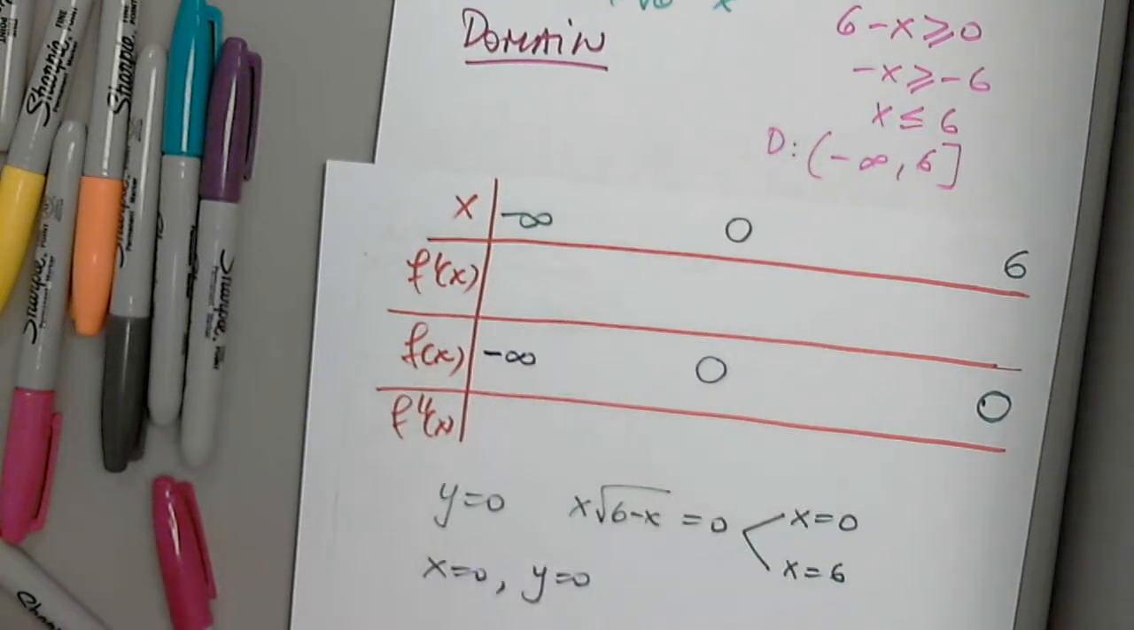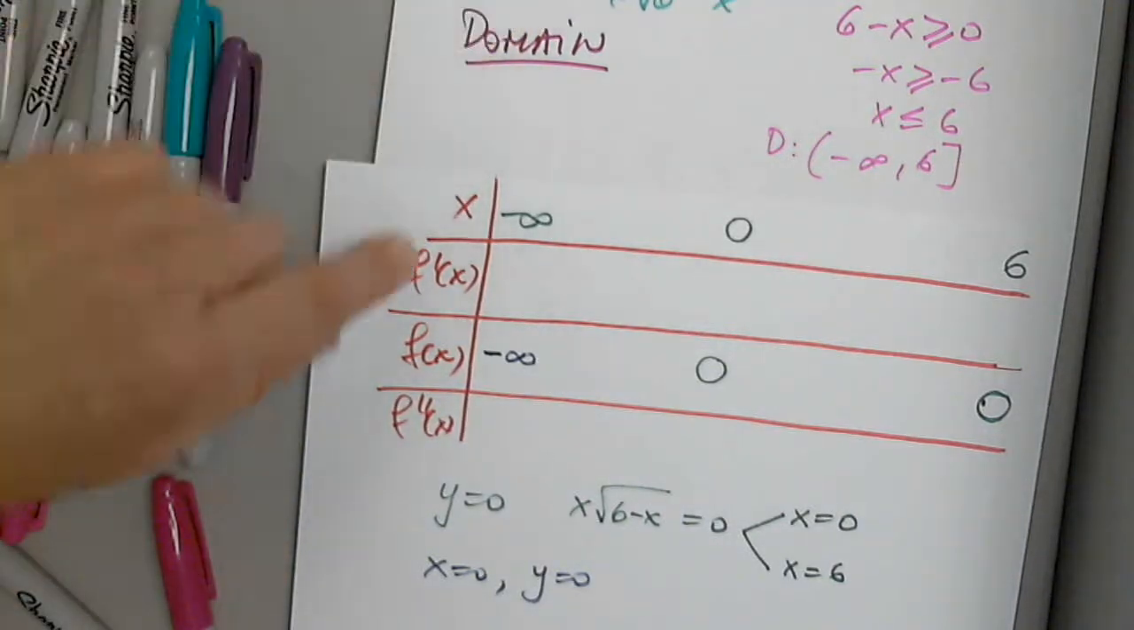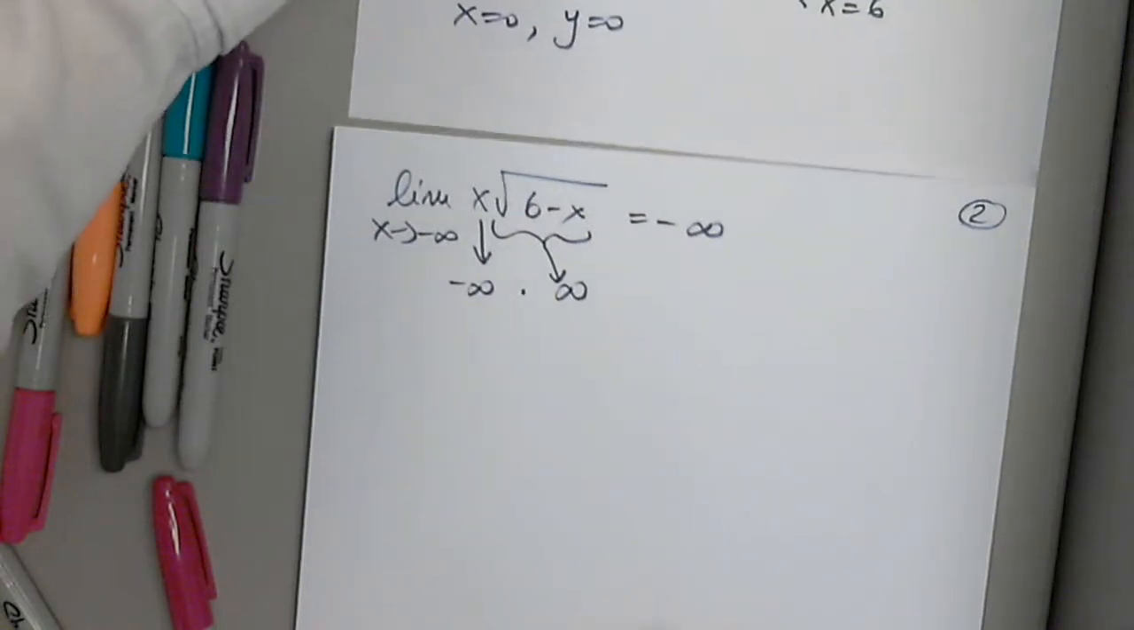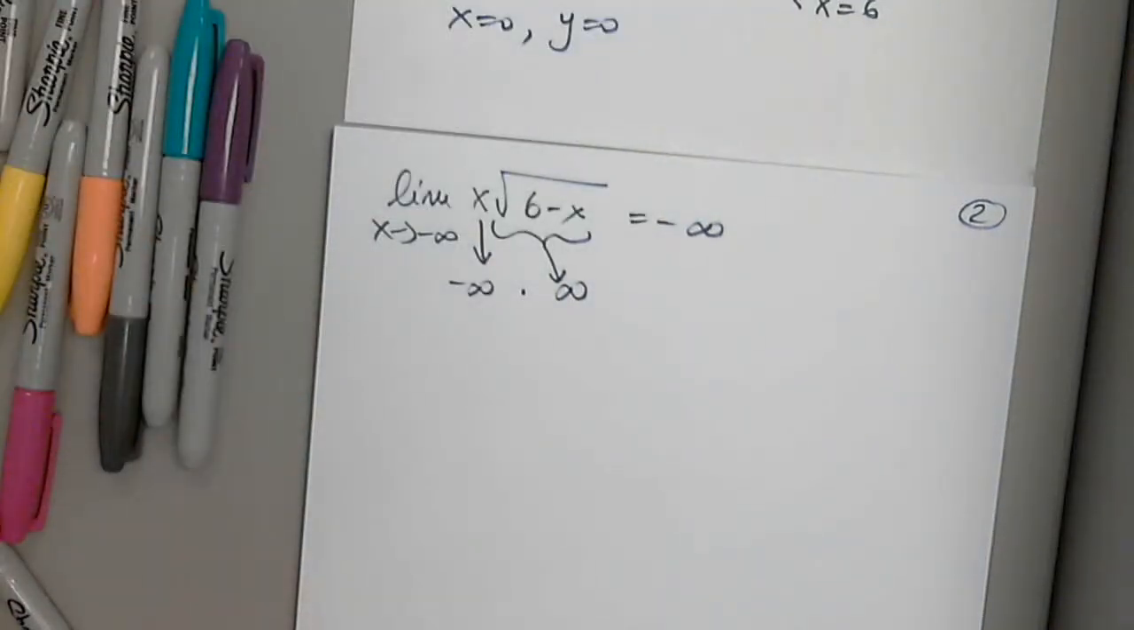Perfect. There is nothing else I can find about the function from the function itself. That's all I can determine: x and y intercepts and limits. Okay? Nothing else. That's all I have. Moving on. I need to determine the first derivative and study the sign. Of course, not before I find the critical numbers.